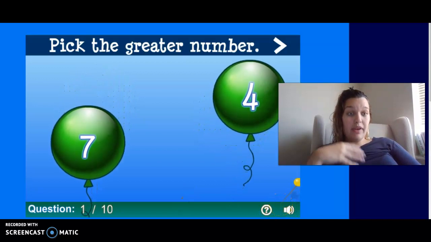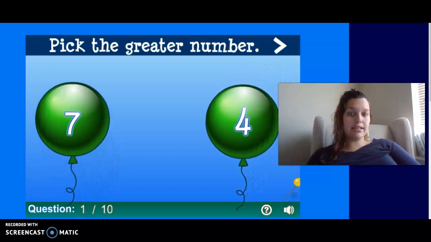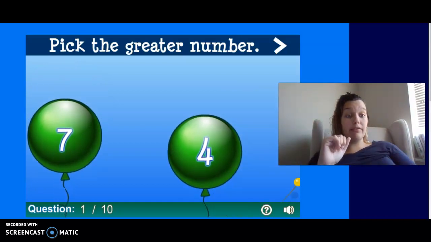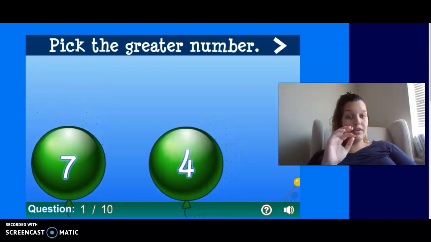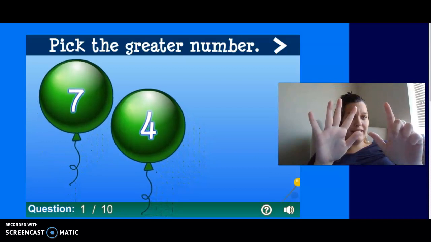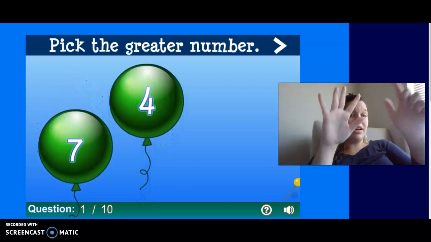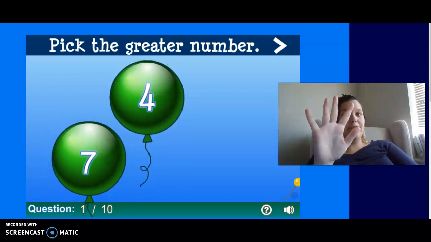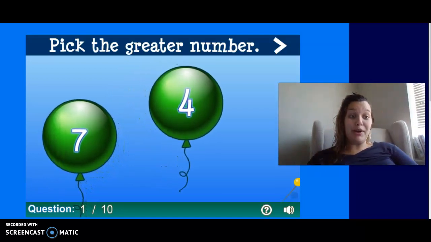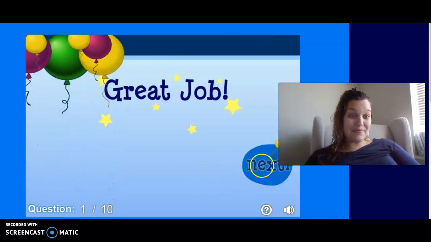I love cookies, so if I was baking cookies, would I want 7 cookies or would I just want 4 cookies? I would want 7. 7 is more than 4. Because watch. 7. What comes after 7? 8, 9, 10. I don't hear 4, but when we count down, we lose some. 7, 6, 5, 4. We know that 7 is bigger than 4. So I'm going to pop the 7 balloon. We did it. Let's do our next one.